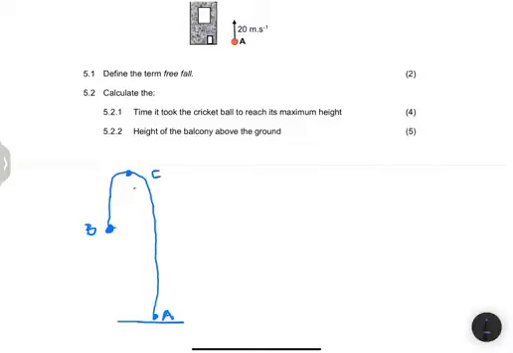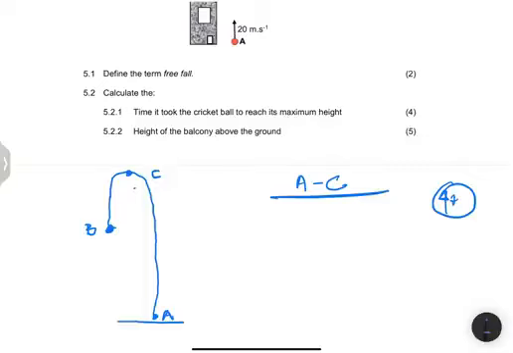Now what we are looking at, they want the time that it takes the ball to get to point C, which is that maximum height. So let's take our information from A till C. In this case, remember, I'm going to choose upwards as positive. There's nothing wrong should you choose to take downwards as positive, but I'm just going to take upwards as positive.